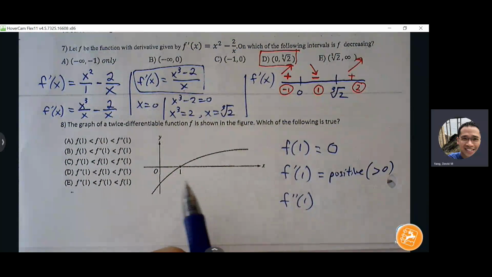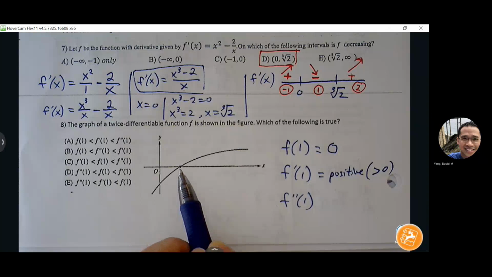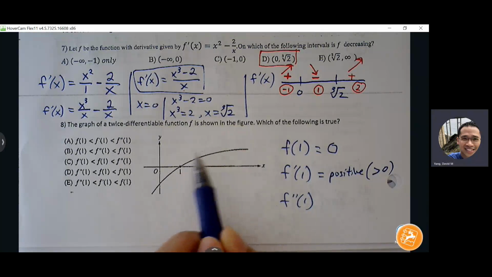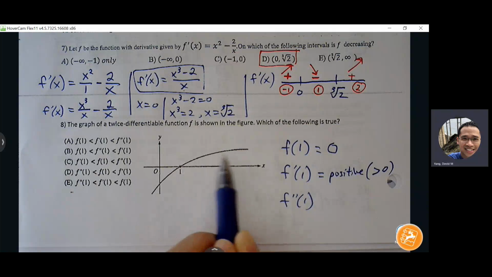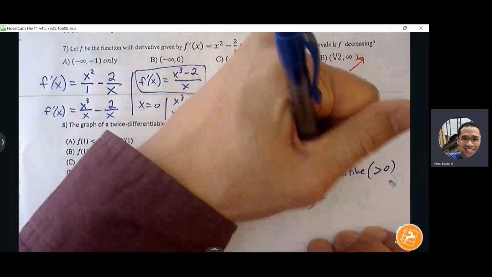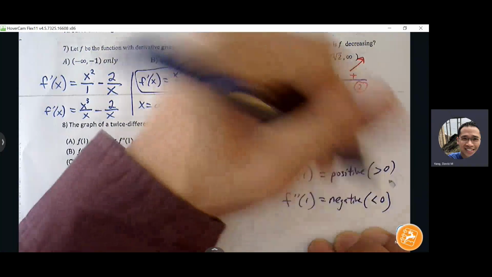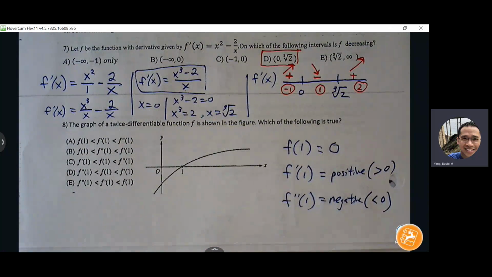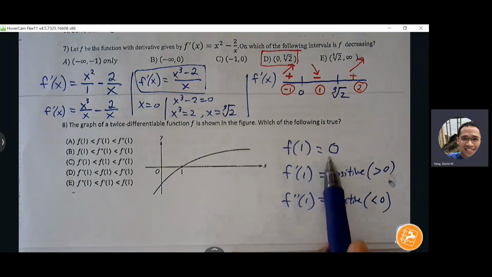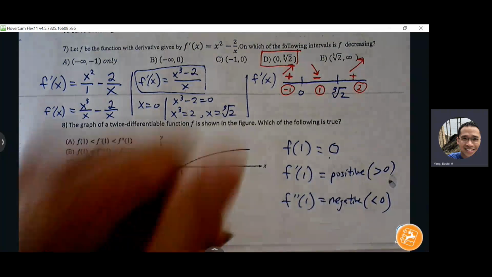What's f double prime of 1? This is part of a concave down portion. Concave down is negative, so we know this is negative, therefore less than 0. If I want to put this in order, the negative is the smallest, followed by the 0, followed by the positive.